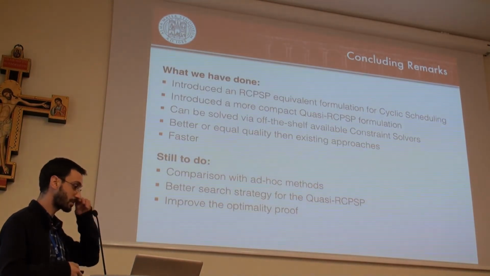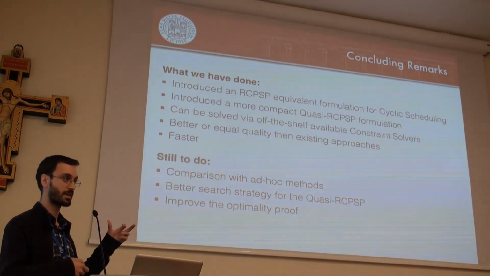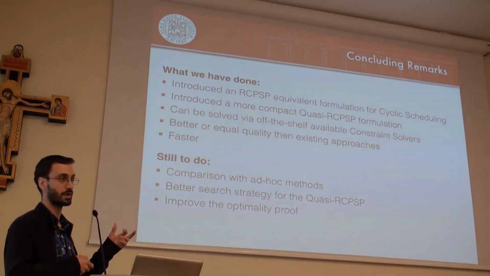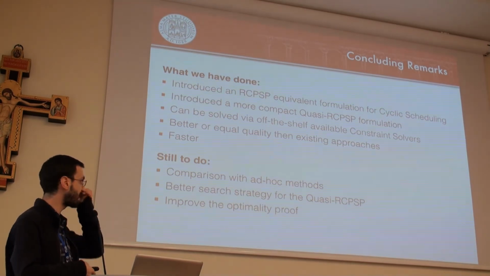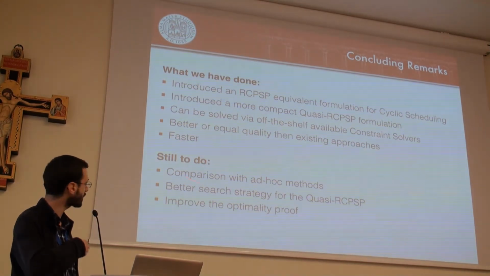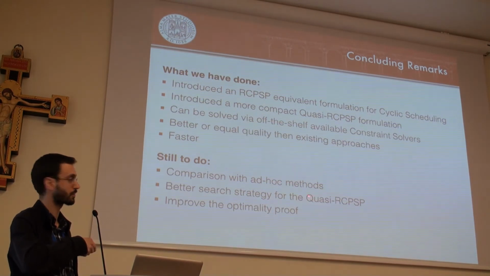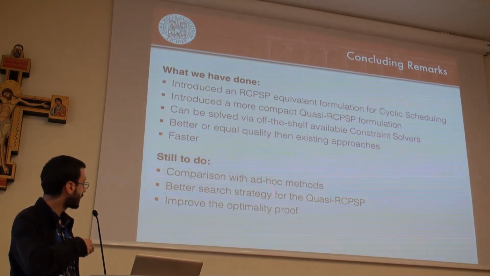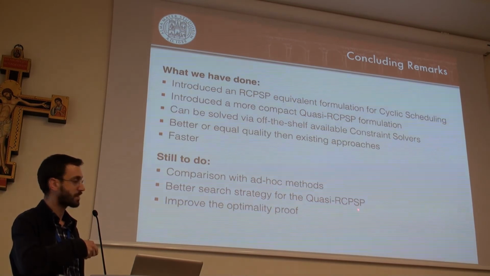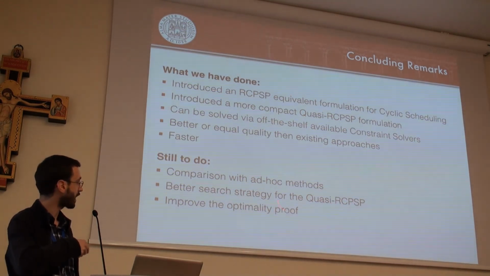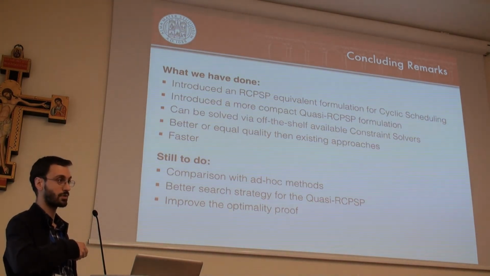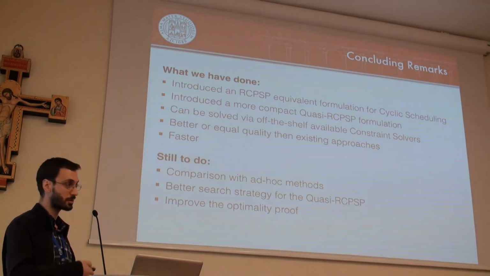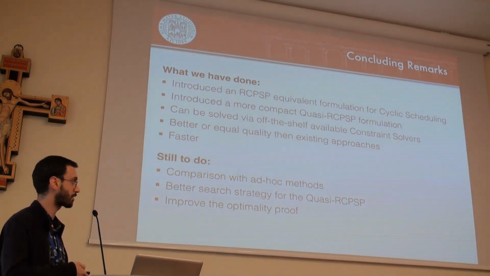So, in conclusion, we have introduced 2 new formulations for cyclic scheduling problems that allow them to be tackled with traditional constraint tools. The new formulations are effective in finding good schedules and are pretty fast. There are still things to do. One is comparing the new approach with ad hoc methods, of course. We are going to do this. Then, since we have additional variables in the quasi-LCDSP representation, it's advisable to have a better search strategy for this kind of problem. And the optimality proof is a pain. It takes forever to complete. So you can get very good schedules quickly, but proving optimality is very difficult in general for cyclic scheduling problems. Okay, I'm done.